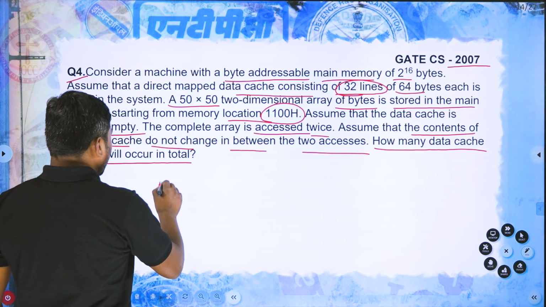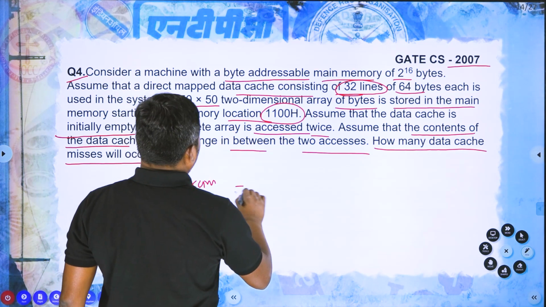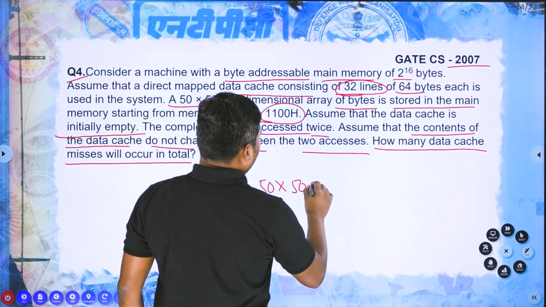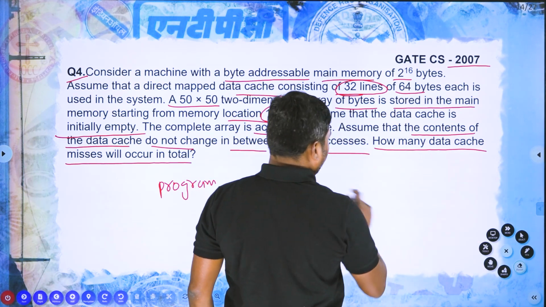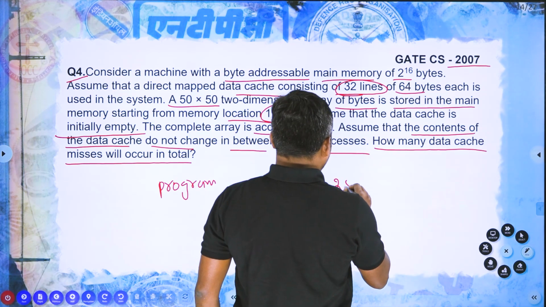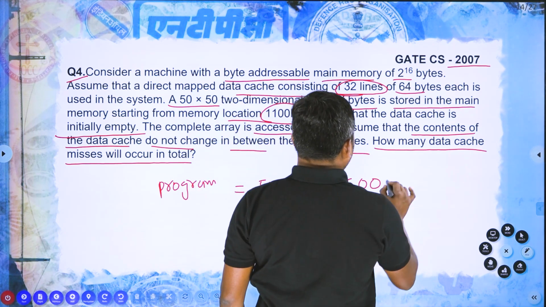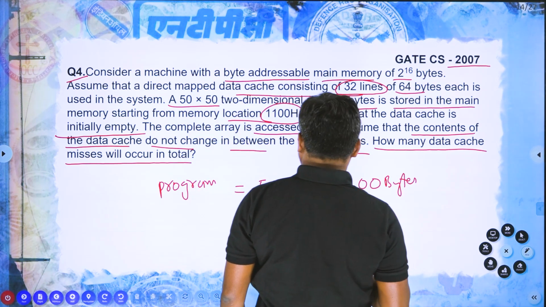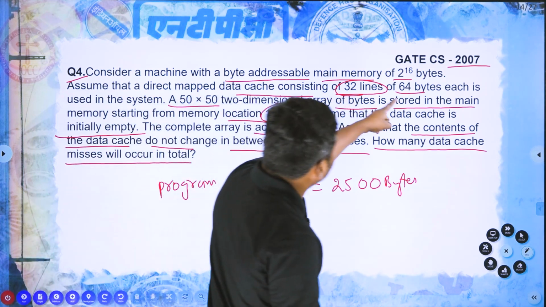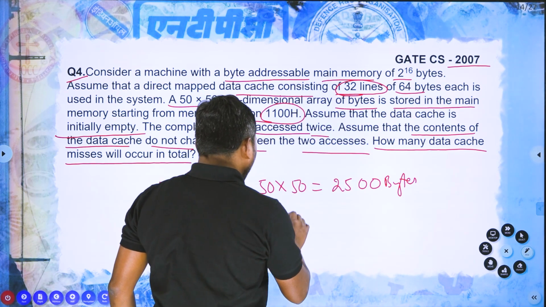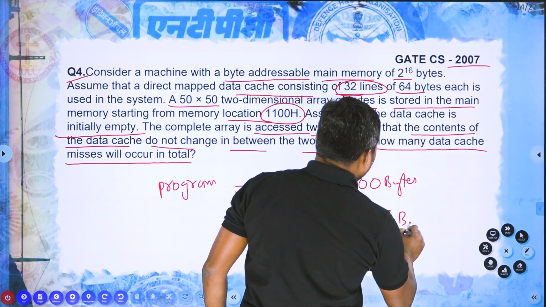First of all, tell me the program size simply. What is the program segment or array size here? So 50 by 50, this is nothing but 2500. They said 50 by 50 2-dimensional array of bytes. So a 2500 byte array is there. What is the block size? 32 lines are there, and the block size is 64 bytes. So we need to arrange it in terms of blocks, right? I need the block size, which is 64 bytes. So we need to divide it.